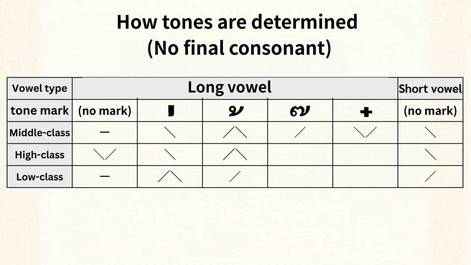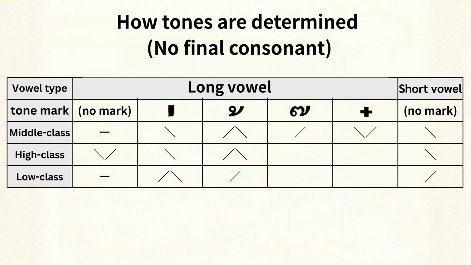Here, I will explain how tones are determined when there is no final consonant. In this case, the tone is determined by 3 factors: the consonant class, the tone mark, and the vowel length. Let's first look at the case of long vowels. For middle-class consonants, no tone mark gives a flat tone. Mai ek gives a low tone. Mai tho gives a falling tone. Mai tri gives a high tone. Mai jattawa gives a rising tone.